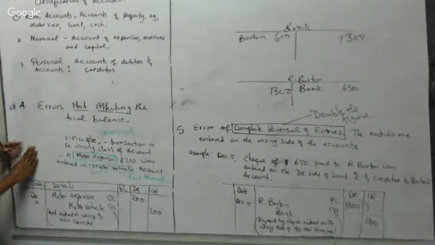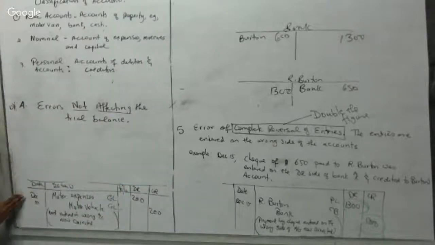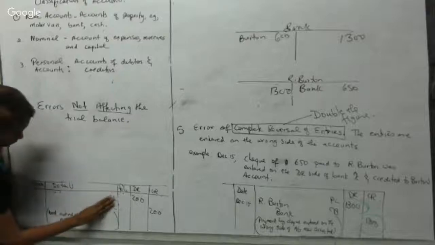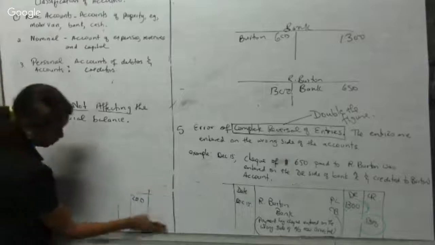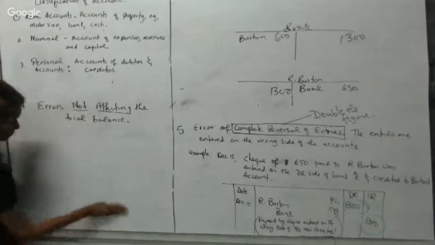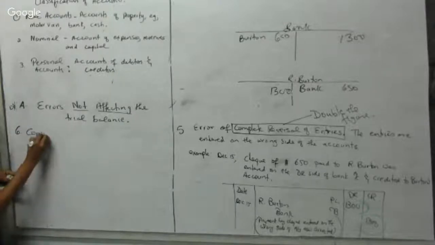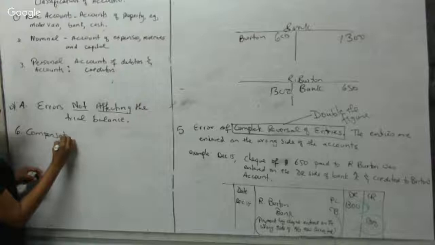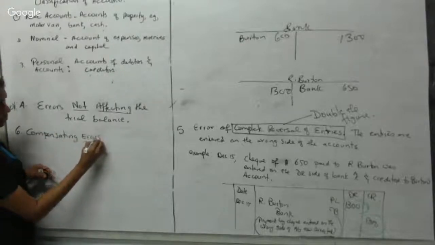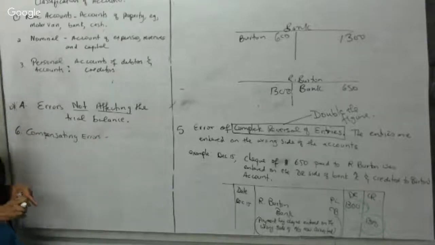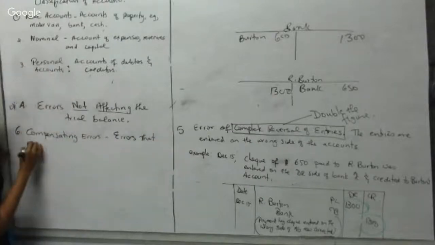So I'm erasing this type for number 6, right? Number 6 is called compensating errors. Now these are errors that cancel out each other.